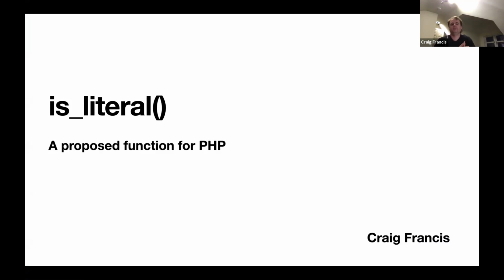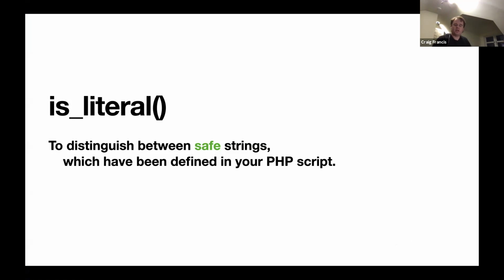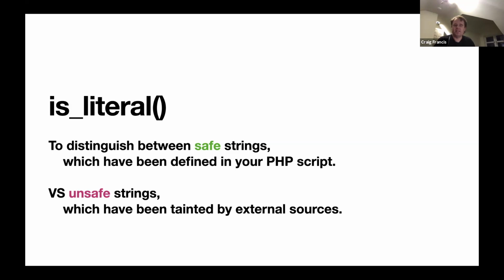Okay, so this is a proposal for adding a function into PHP. There's been quite a few attempts at addressing a problem known as injection. So we've got SQL injection, HTML injection, command line injection. The point of this particular function is to distinguish between safe strings and variables, which have been defined within the PHP script, and anything that's unsafe, which has been tainted by external sources. And we'll cover that in a bit.